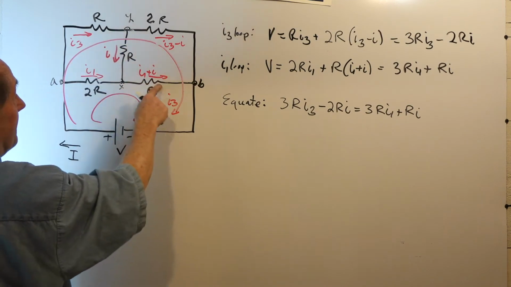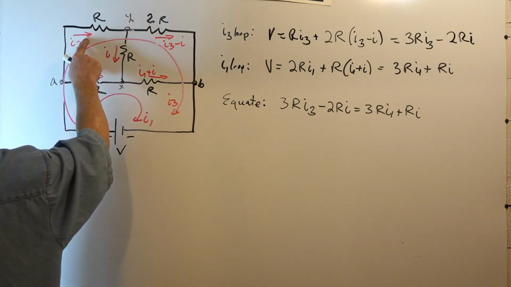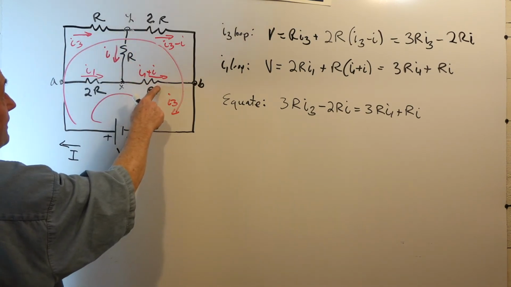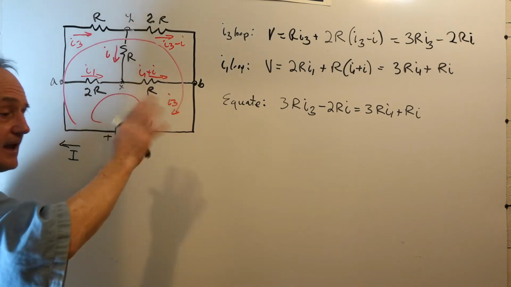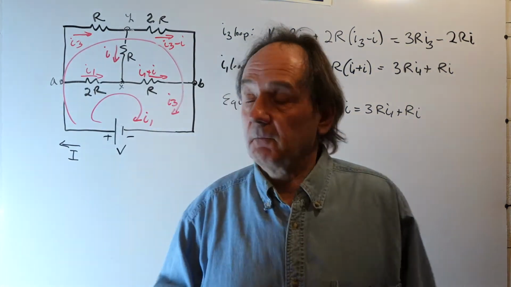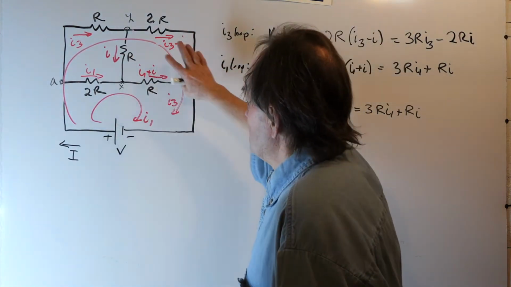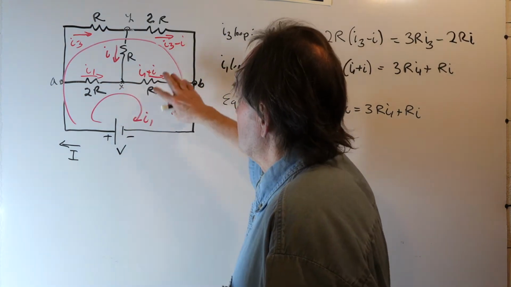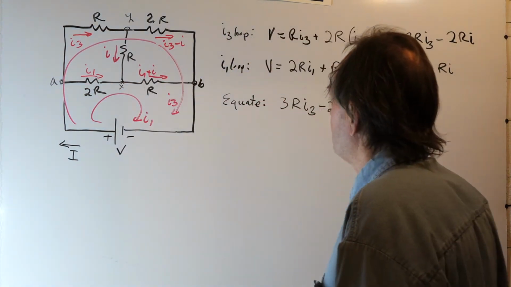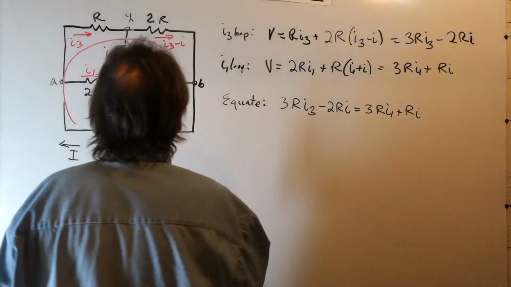And the same thing happens here. I3 is the current here, but the current here is I1 minus I. So we have degrees of freedom, and the circuit adjusts itself, the analysis adjusts itself to give us the proper currents. Let's see how that works.